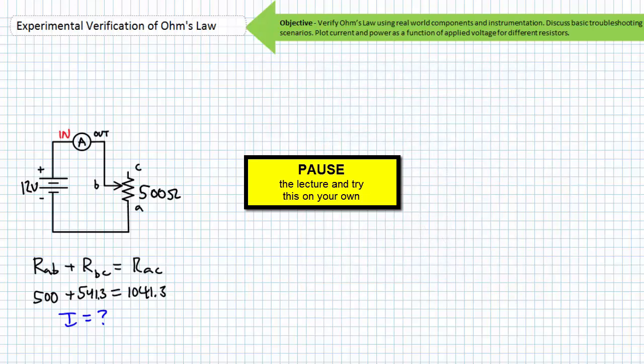Now pause the lecture and see if you can use Ohm's Law to determine the expected current draw by a 500 ohm resistor when it is supplied by a 12 volt source. Additionally, make sure our expected power dissipation is below, let's say, a half a watt.